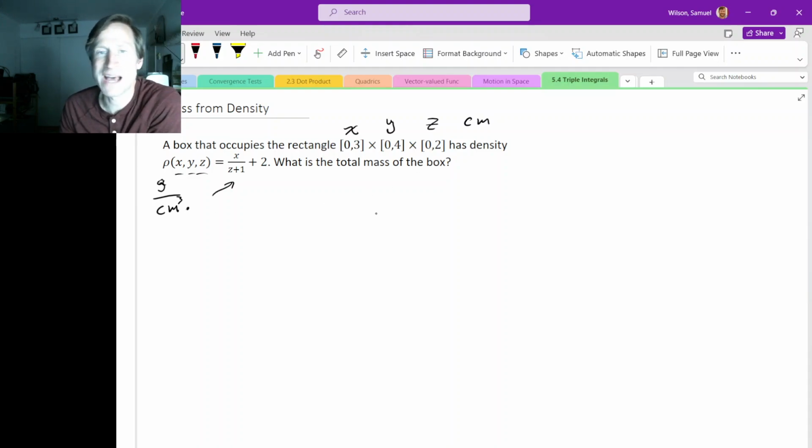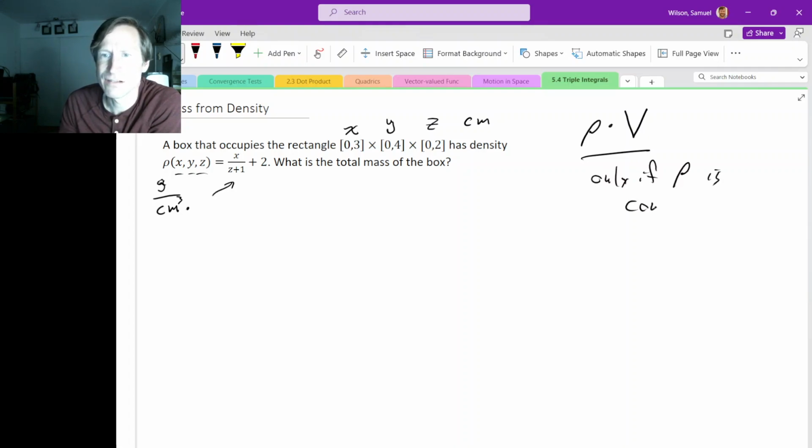So what is the total mass of this box? Well, one thing you might be tempted to do is just take this density and multiply it by the volume of the box. But the thing is, this formula only works if the density is constant, so that every point in the box has the same density. That's when it makes sense to use a product formula like this. But that is not the case here, because the density in our situation is a function of position.